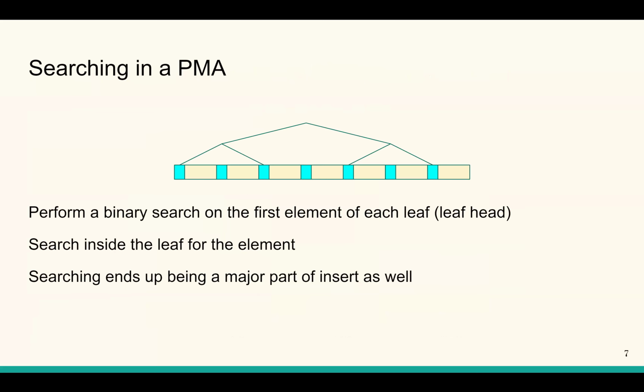What we can do is, while we insert and we're shuffling around elements, we can maintain the fact that the first element of each leaf will always be an element, not a space. This allows us to just do a binary search on the first element of each leaf. Then once we figure out which leaf the element may or may not be in, we can just do a scan over that leaf. These leaves are guaranteed to be of log n size, and so we don't really need to worry about the cost inside of them.